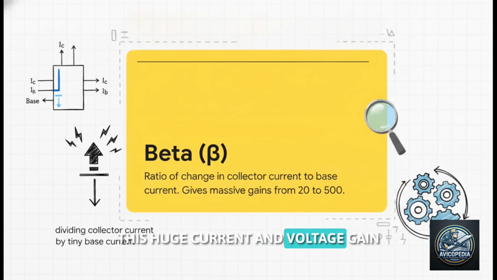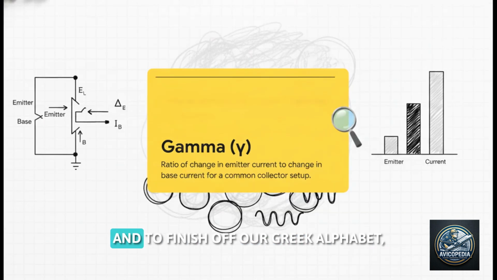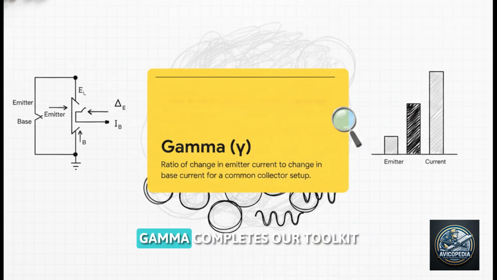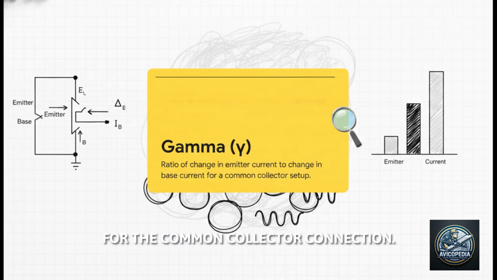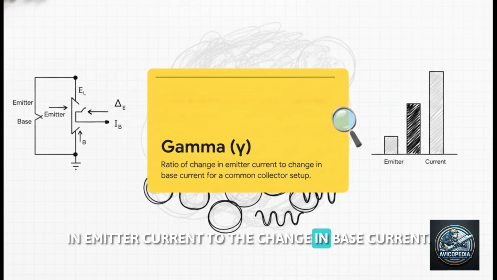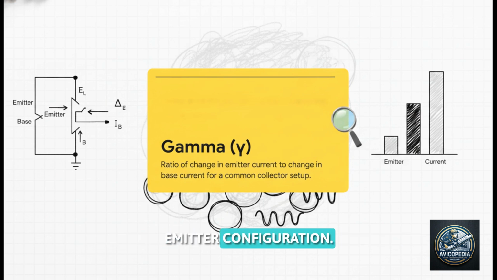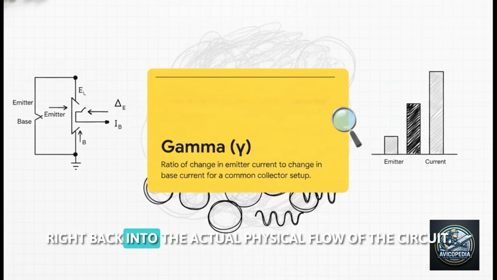This huge current and voltage gain is exactly why the common emitter is basically the undisputed heavyweight champion of electronics. And to finish off our Greek alphabet, gamma completes our toolkit for the common collector connection. This one is the ratio of the change in emitter current to the change in base current. It gives us a current gain that's pretty comparable to the common emitter configuration, tying all our math right back into the actual physical flow of the circuit.